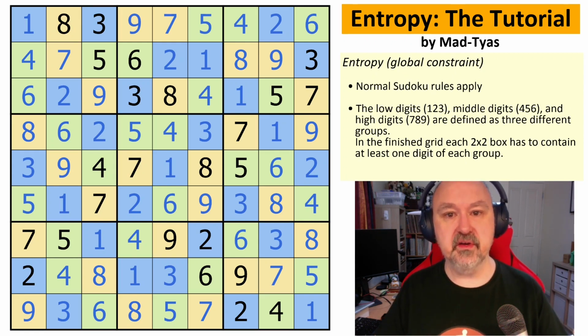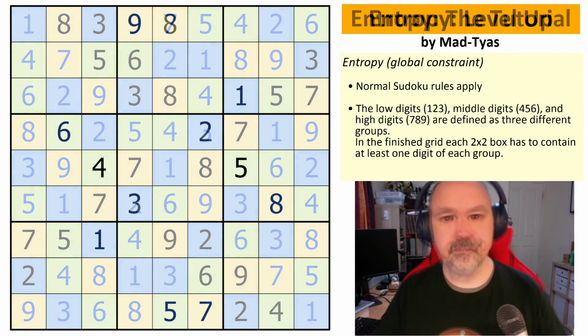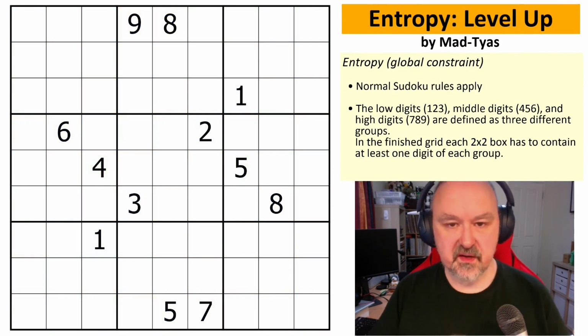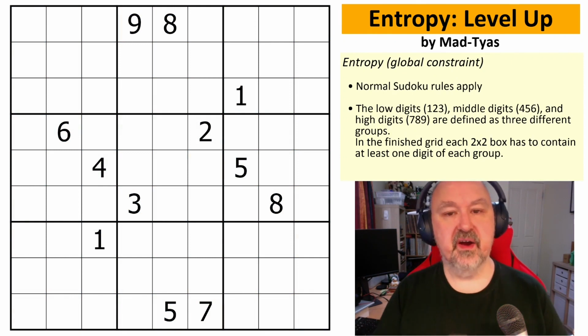Yeah, I am now going to pause this video, and then I'm going to reset everything and come back with Entropy Level Up. So this is the second puzzle I'm going to be trying, and before I jump to my actual solve, I have had some technical problems in this solve, so there's a couple of edit points in there where I just had some technical issues.